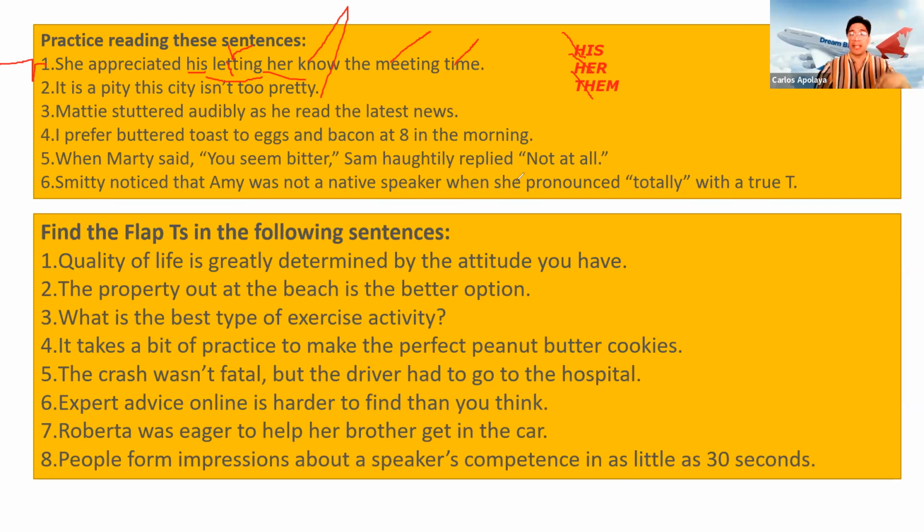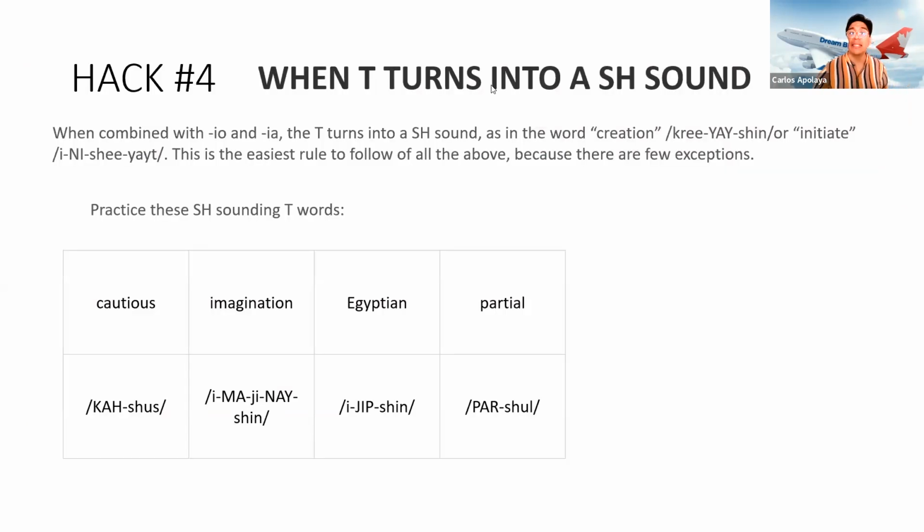Then we come back here. I'm explaining the rules, and then we continue. Then we have the T. The T turns into S, for example, when we have just IO and IA.